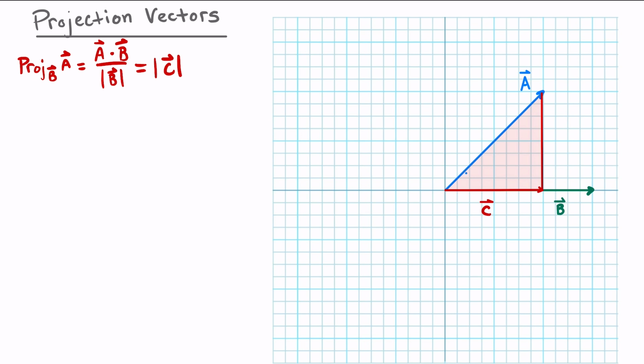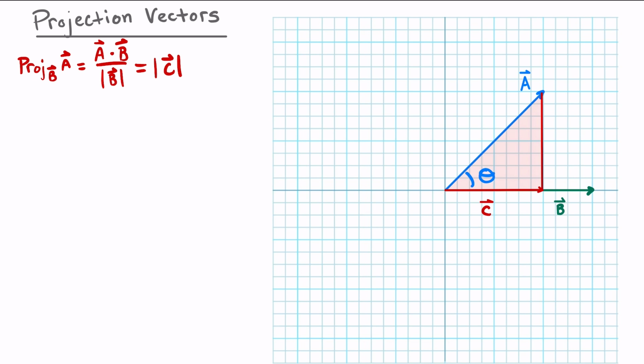As a side note, take a look at the angle between our two vectors A and B. Observe that the angle theta between these two vectors is acute. An acute angle between two vectors results in a positive projection vector. However, if the angle were obtuse, the projection vector would fall behind the base vector, resulting in a negative vector, one with the opposite direction of the base vector. We'll see this in our first example.